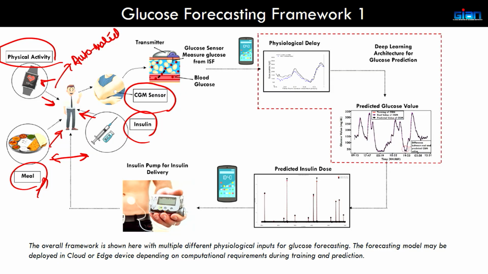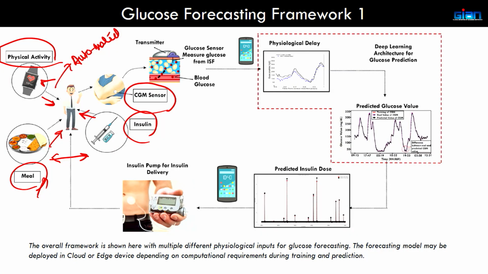That's why, in technical terminology, there are two types of artificial pancreas. One is called the hybrid artificial pancreas. Hybrid means a little bit of human intervention is required. The patient has to declare the meal, the patient has to declare the physical activity in some cases, and in some cases they also have to declare the insulin, although insulin is being given automatically.